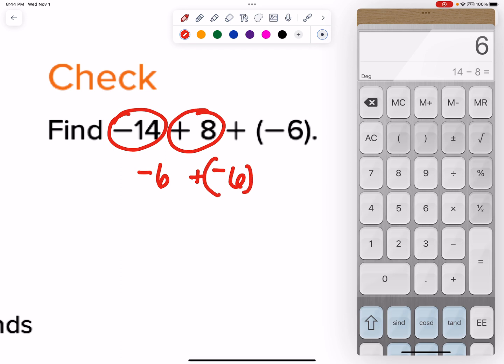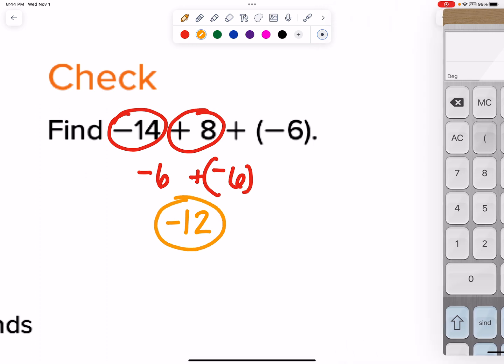Now, oh, look at that. We have a negative 6 plus a negative 6. So same signs add and keep. Add them, keep the negative. Because think about it, we're just adding two negatives. So that means we have more negative.